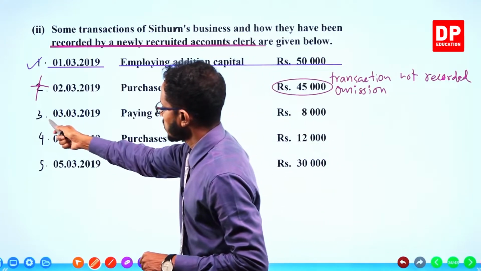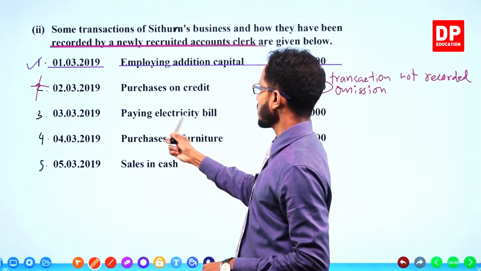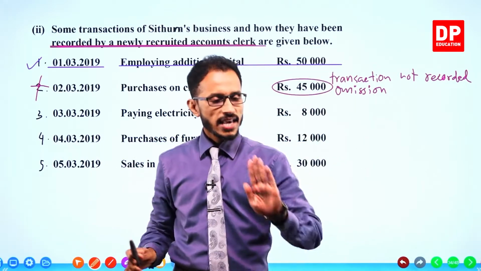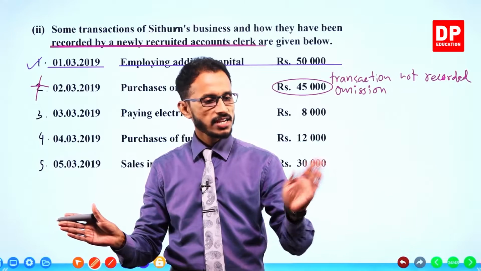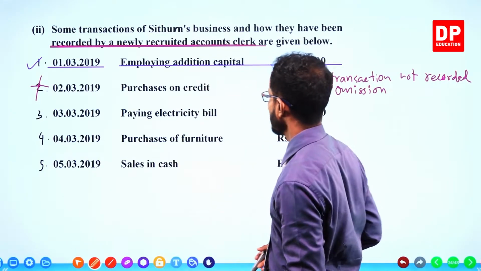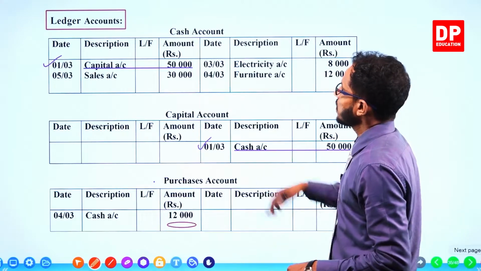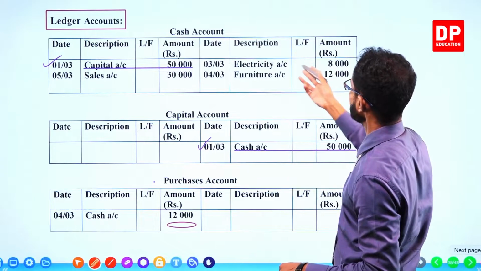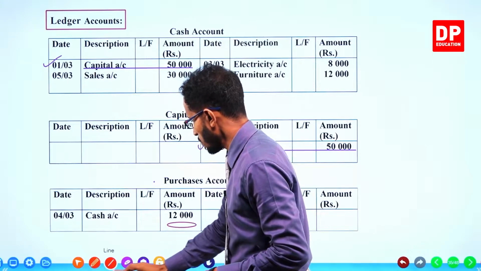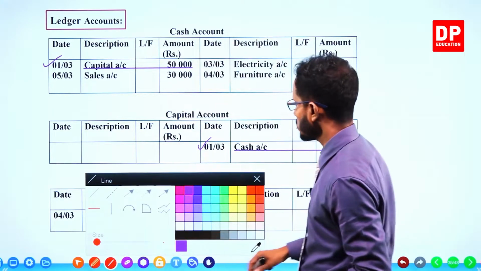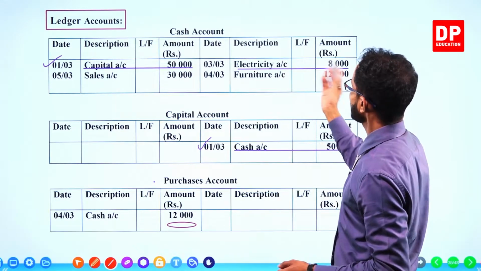Easy. Now the third, paying electricity bill 8,000. When you pay electricity bill or whatever expense that you pay, cash is credited. That expense account is debited. Cash credited, electricity bill debited. Let's see cash, whether it is credited with 8,000. Cash, electricity is the description, credited by 8,000. That's correct. Cash account is credited with 8,000.